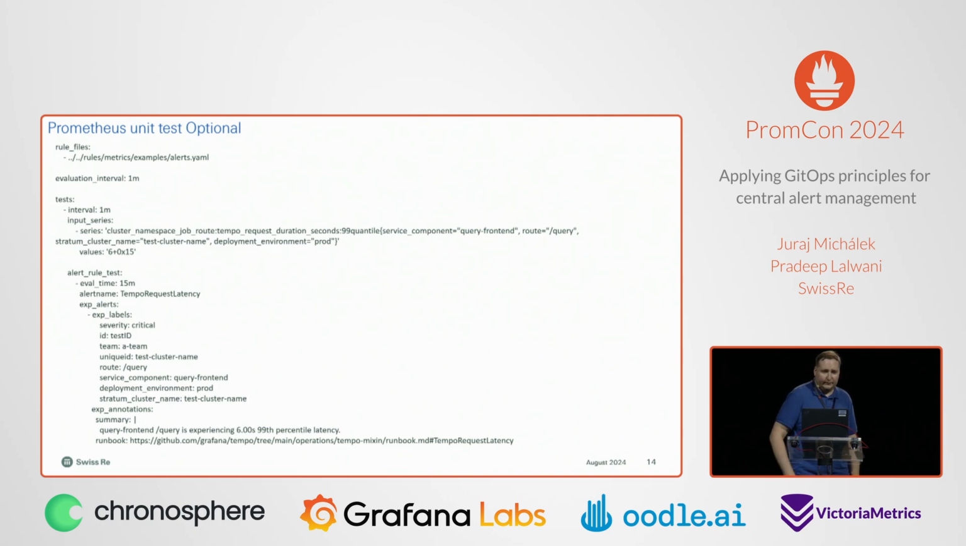So this is what the syntax of the Prometheus unit tests looks like. At the top, we define the alert file we want to run the unit tests against. We also define the evaluation interval that should be used for the tests. And then in the input series, we basically mock time series with certain labels. And in the values section, we mock its data. And then in the alert rule test, we say that at minute 15, we expect the alert with the alert name TempoRequestLatency to fire with these expected labels and annotations.